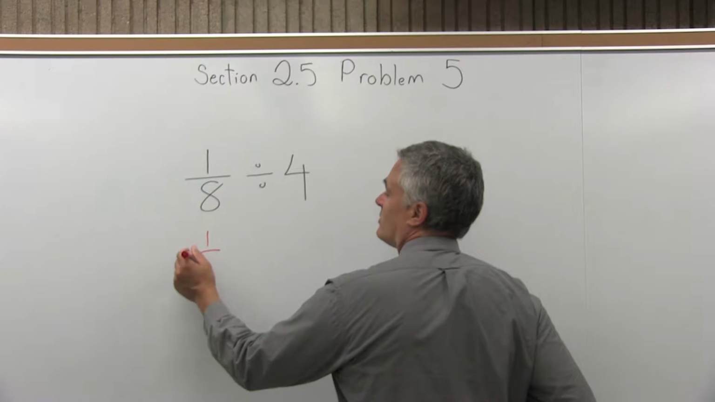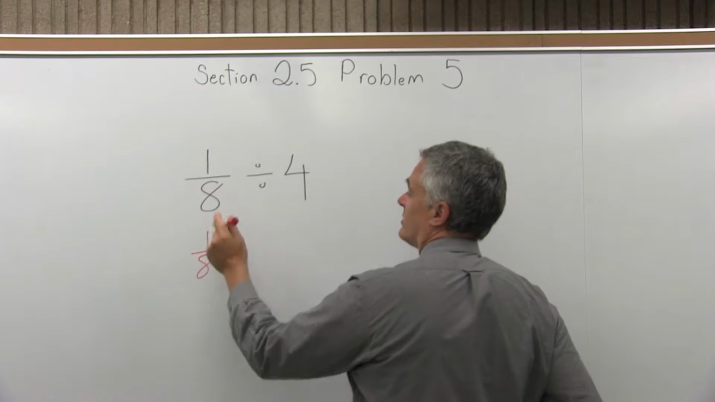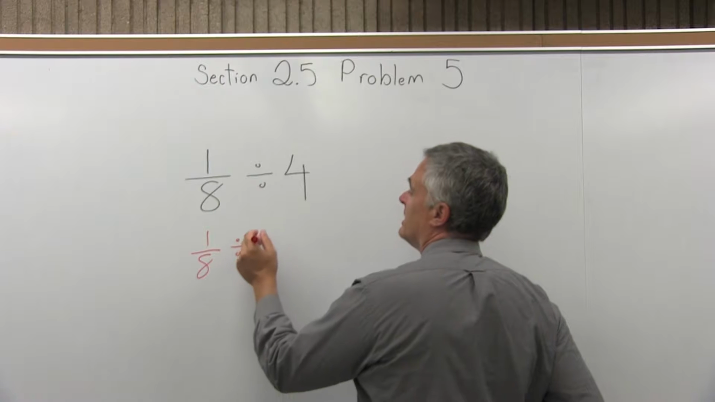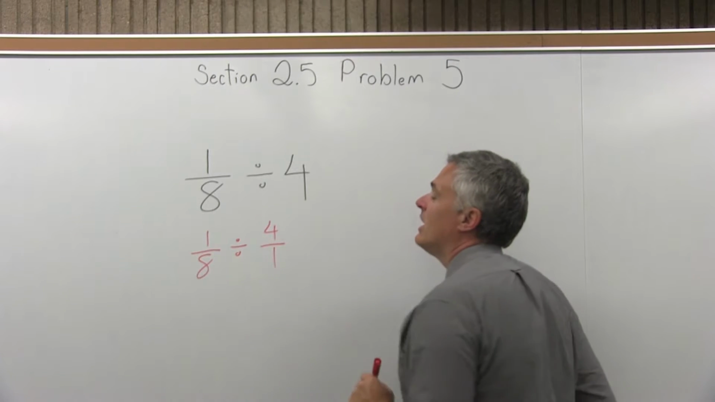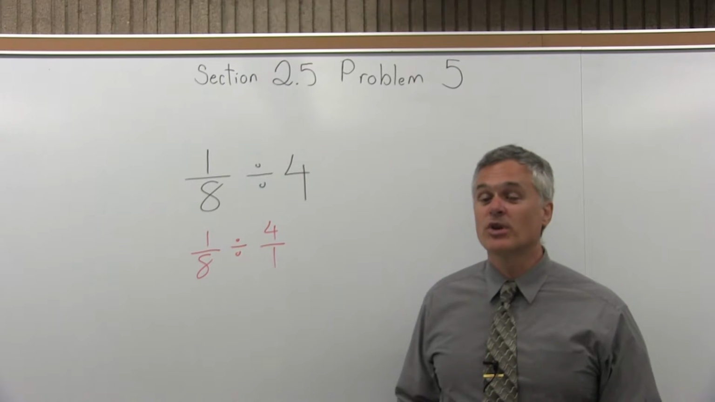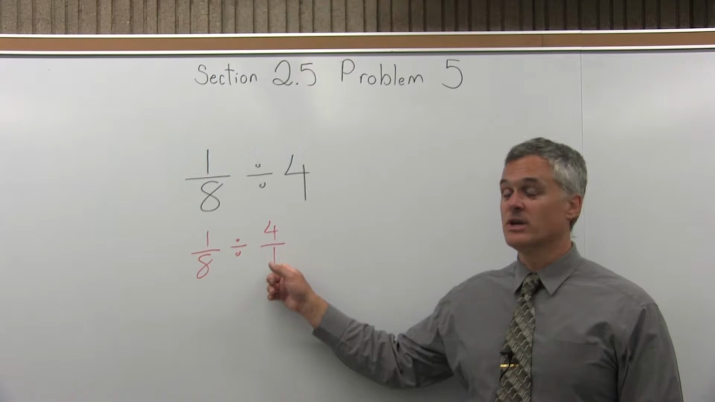So it'll be a fraction. I'll have a numerator and a denominator. I'll leave the 1/8 the way it is. I'll leave the division for a minute. And instead of 4, I'll write it as 4/1. Any whole number can be written as a fraction by putting a 1 under it.